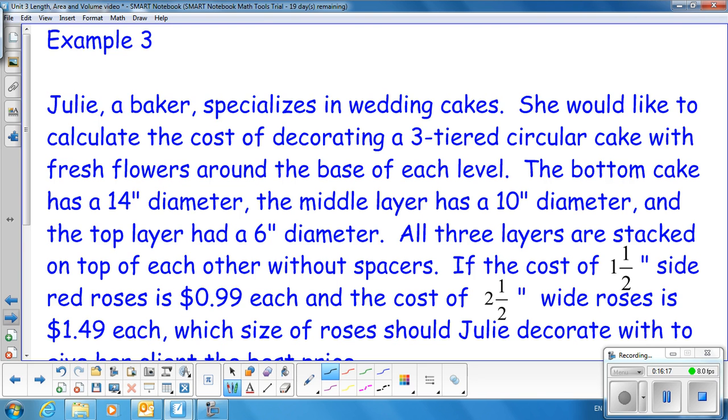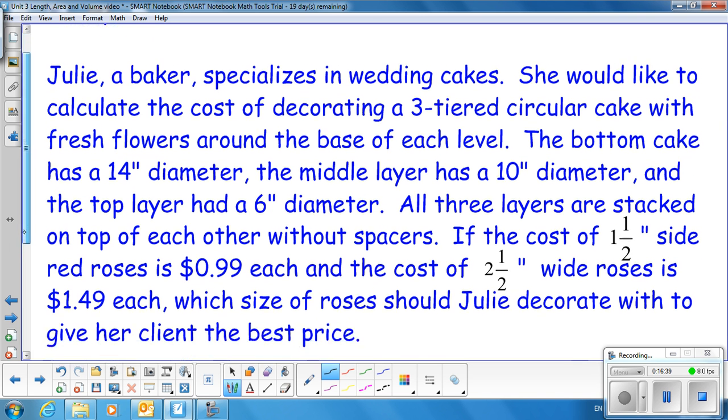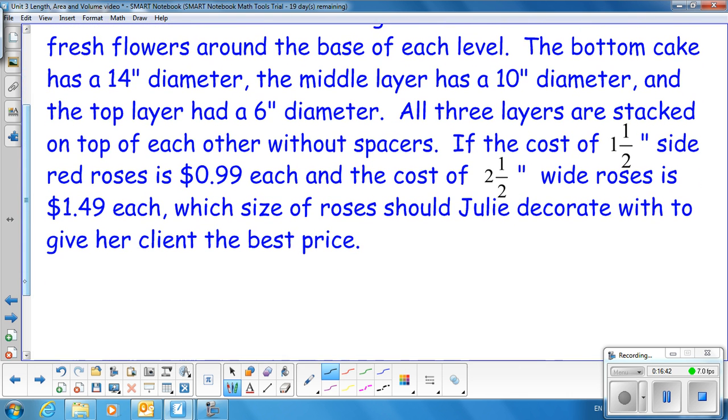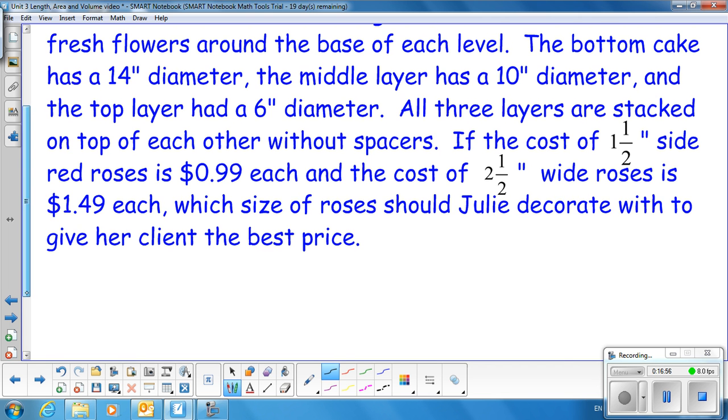Julie, a baker, specializes in wedding cakes. She would like to calculate the cost of decorating a 3-tiered circular cake with fresh flowers around the base of each level. The bottom cake has a 14-inch diameter, the middle layer 10-inch diameter, and the top layer had a 6-inch diameter. All 3 layers are stacked on top of each other without spaces. If the cost of 1.5-inch wide roses is 99 cents each, and the cost of 2.5-inch wide roses is $1.49 each, which sizes of roses should Julie decorate with to give her client the best price?